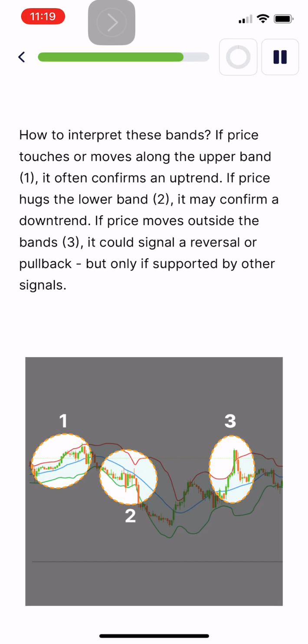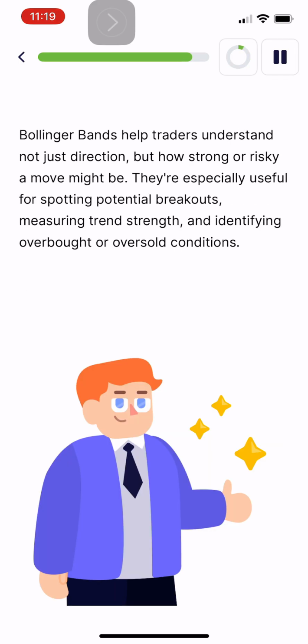How to interpret these bands? If price touches or moves along the upper band, 1, it often confirms an uptrend. If price hugs the lower band, 2, it may confirm a downtrend. If price moves outside the bands, 3, it could signal a reversal or pullback, but only if supported by other signals. Bollinger Bands help traders understand not just direction, but how strong or risky a move might be. They're especially useful for spotting potential breakouts, measuring trend strength, and identifying overbought or oversold conditions.